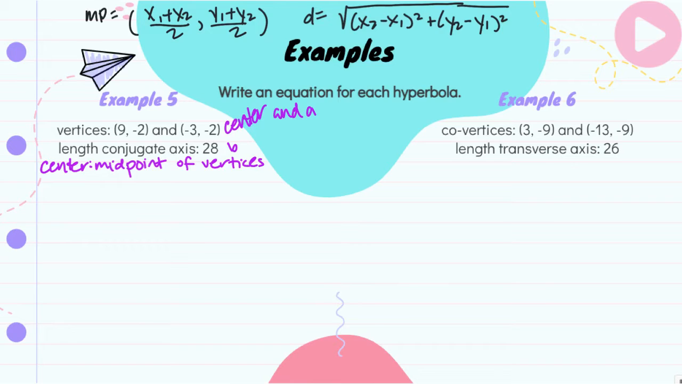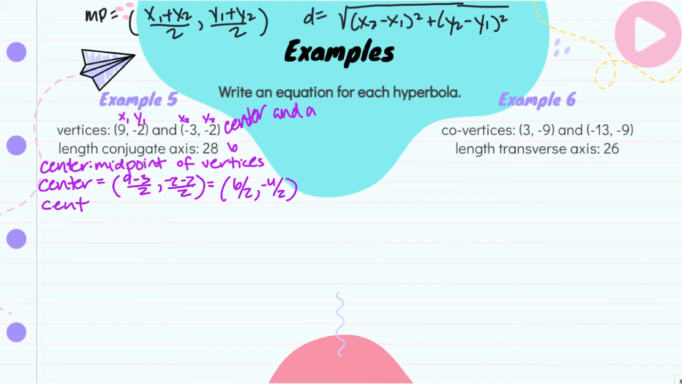So we are going to take the midpoint formula and do center equals x1, y1, x2, y2. So we've got 9 minus 3 over 2, and then negative 2 minus 2 over 2, which becomes 6 over 2, negative 4 over 2. So the center is 3, negative 2.